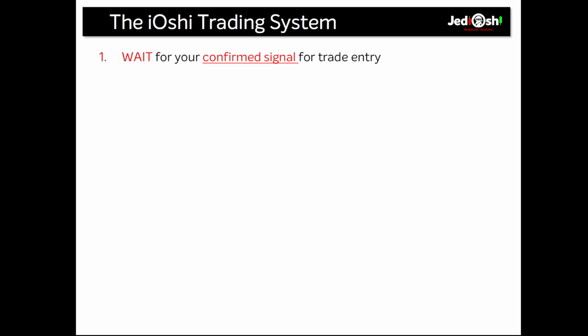Step one in the iOshi trading system is to wait. You simply sit there and wait, like a hunter in the blind, waiting for something to happen. You're ready, you're prepared, and you wait. So you wait, and what do you wait for? You wait for your confirmed signal for trade entry. Not a false signal, not a slight signal. You don't say, "Oh, I think this will turn into a signal." You wait for your confirmed signal to flash for you.